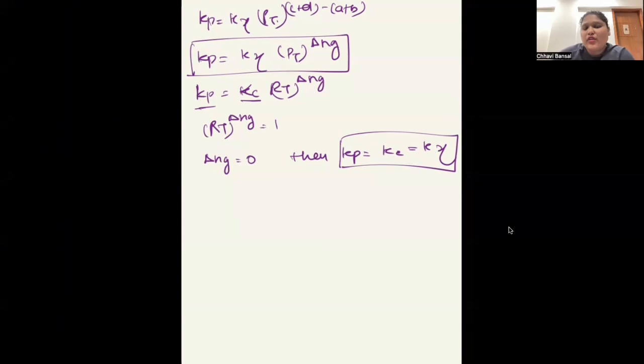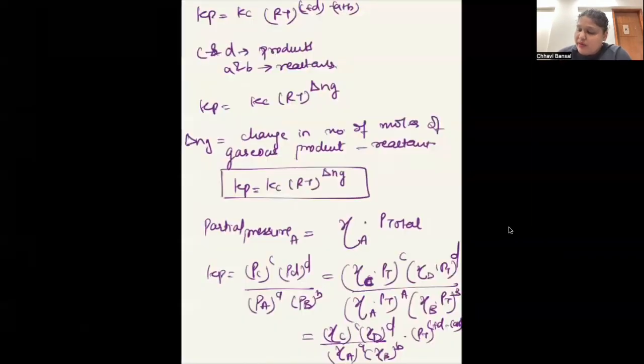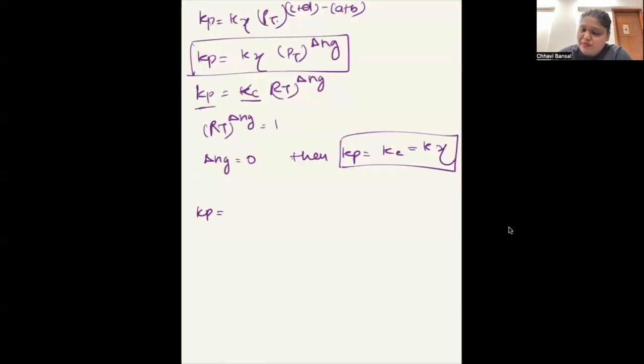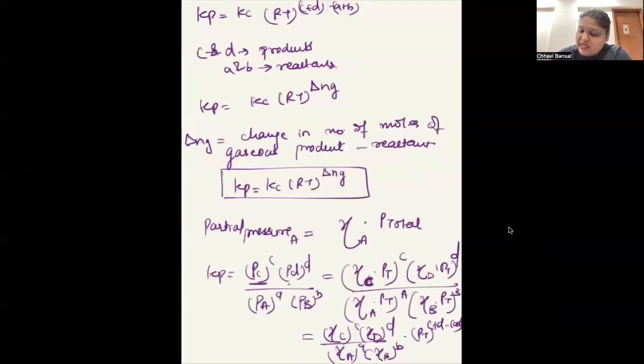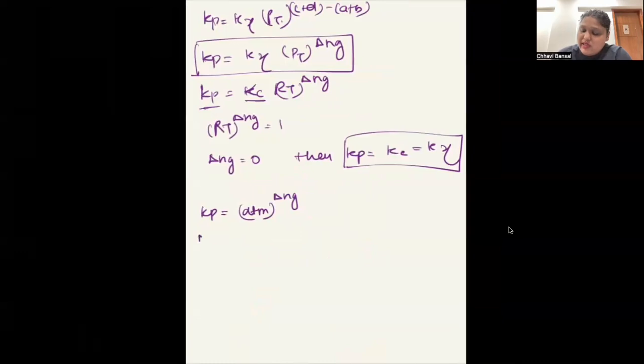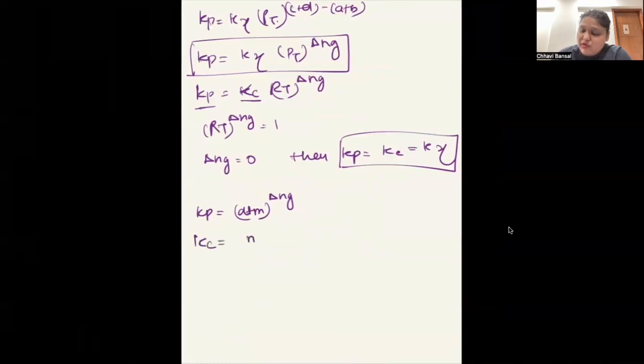Next, we are going to talk about the units. If you have to find out the units of Kp, Kc and K psi, how can you find them? It's very easy. You know the formula. Kp is in terms of partial pressure, so pressure is generally in atmosphere. So the unit is atmosphere raised to power delta Ng. Why delta Ng? Because everything is expressed in terms of pressure. In the same way, for Kc the unit is (number of moles upon volume) raised to power delta Ng. These are the units of Kp and Kc. Any doubt?